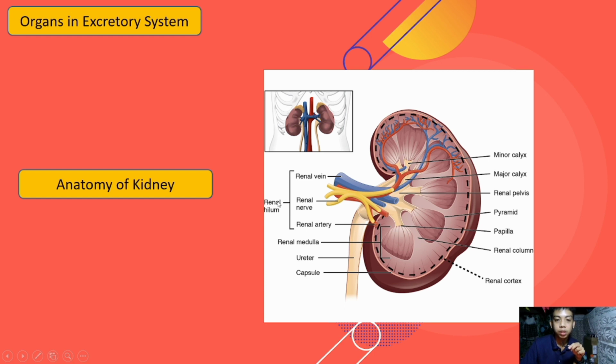First, we have this renal hilum, which has three main parts, which are the renal vein, renal nerve, and renal artery. And the rest is the renal medulla. Then, it is not part of the kidney, but it is connected to the kidney, which is the ureter and the kidney's capsule, minor calyx, major calyx, renal pelvis, pyramid, papilla, renal column, and this is the renal cortex.